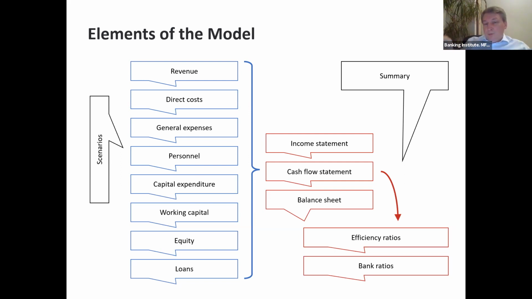Then from these assumptions, we build the income statement, cash flow statement, balance sheet, three more blocks, and then two standard blocks needed for any type of financial model for project finance: efficiency ratios and bank ratios. Efficiency ratios like NPV, IRR, and so on. Bank ratios, we'll discuss them later. Things like debt to EBITDA, DSCR, and so on. Ratios used in planning of our debt.